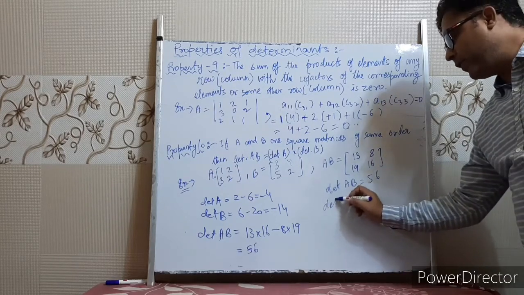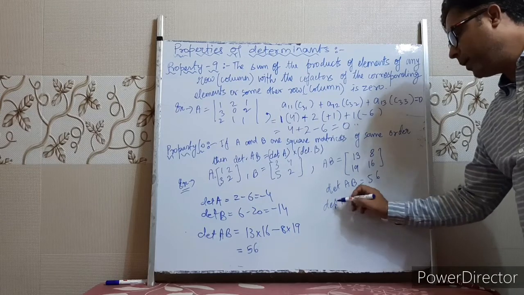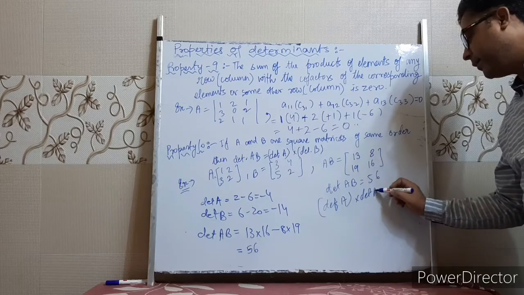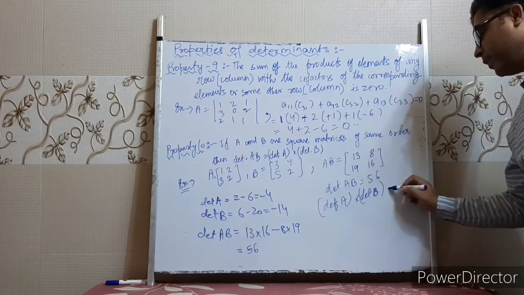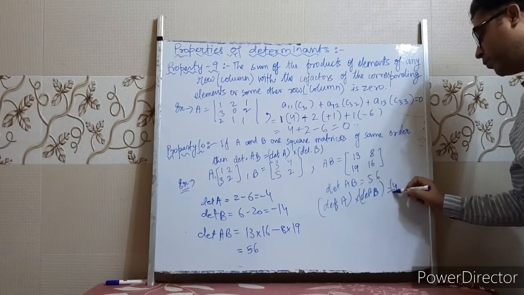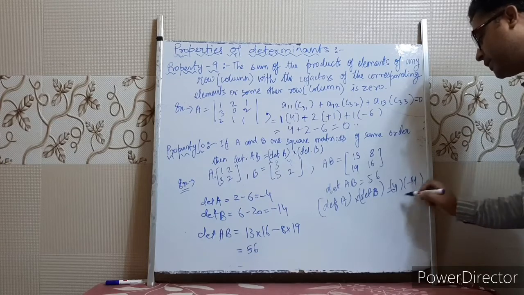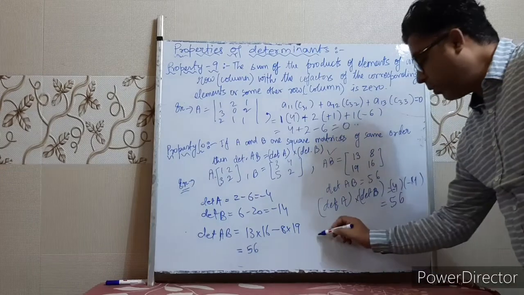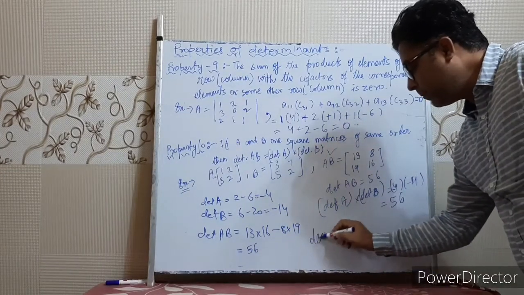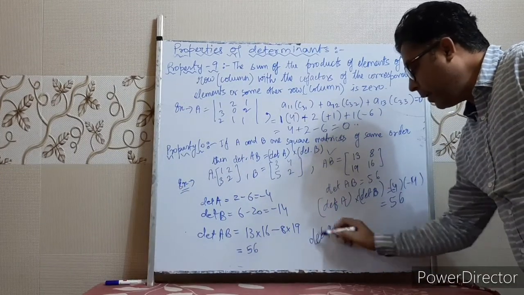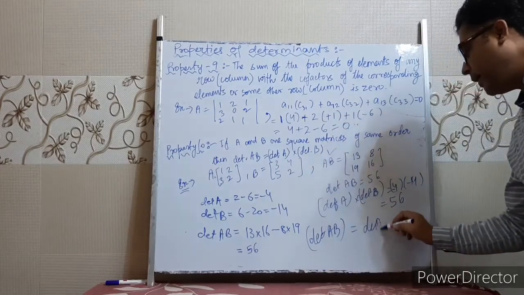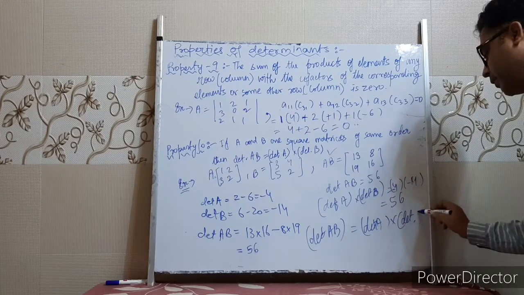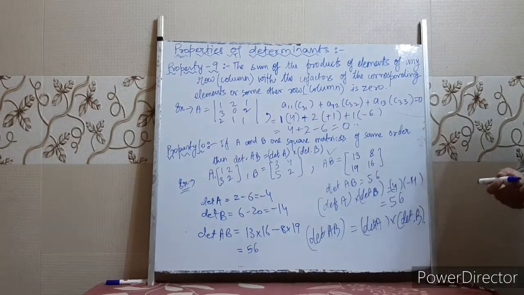And when you multiply determinant of A into determinant of B, what result are we getting? Minus 4 into minus 14. This is again 56. So we can say that we have again verified this property that determinant of AB can be written as determinant of A into determinant of B. Right, children? Please note down.